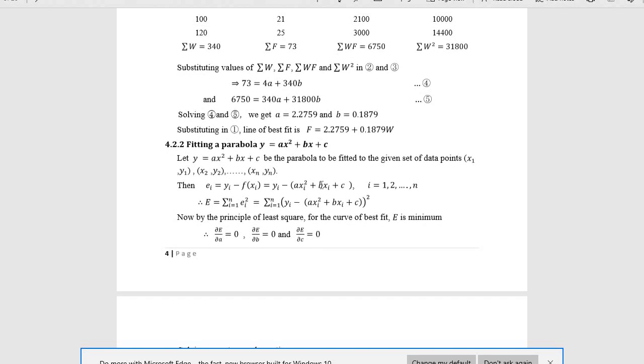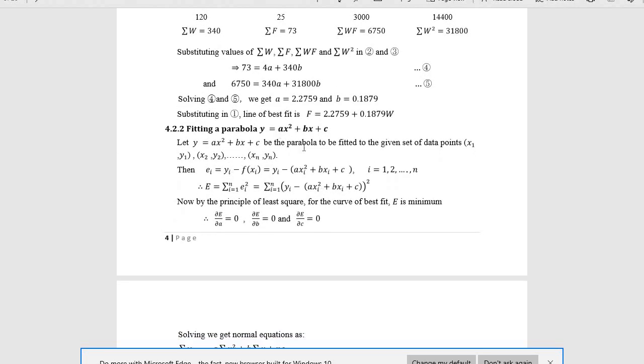And in the fitting of a parabola, this is also similar to the straight line. Parabola means what? Any second degree polynomial is called a parabola. Ax square plus bx plus c, ABC values are required. With the same guidelines, with the help of the least squares method, what is that?